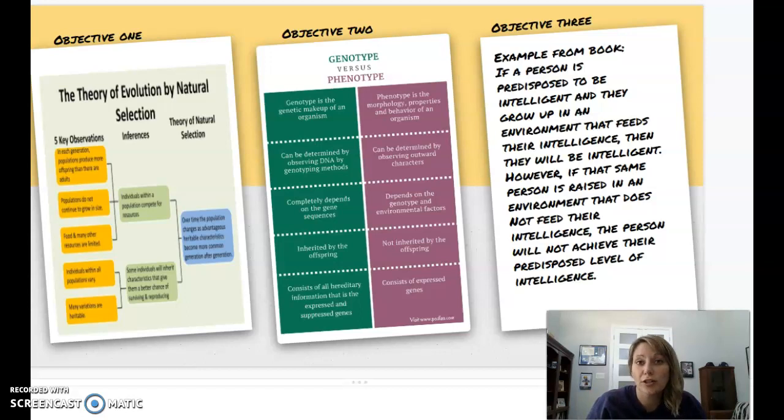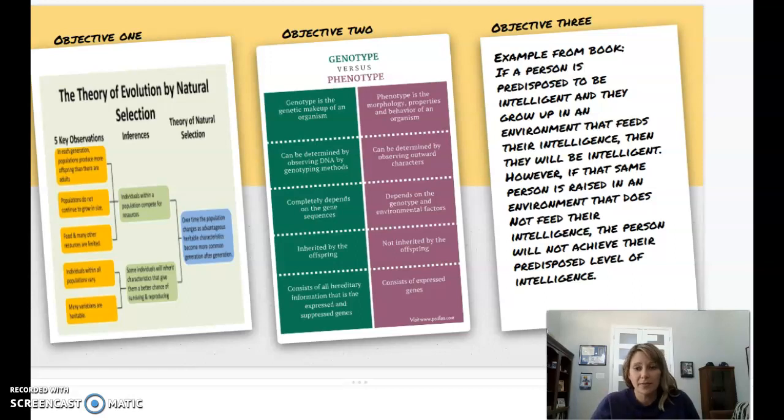little charts. The theory of evolution by natural selection is pretty laid out, and the genotype versus phenotype is charted out also. Now, the 3rd learning objective, the physical characteristics really threw me off.